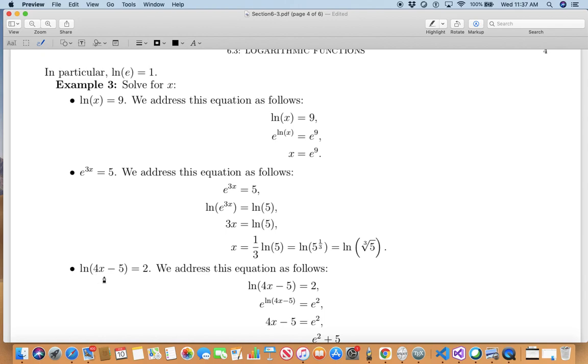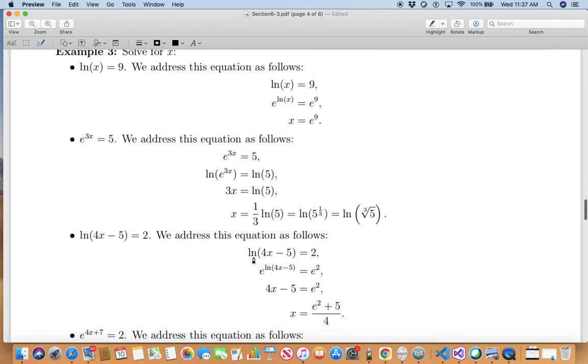Here is a little more complicated equation. Natural log of 4x minus 5 is 2. Well, what is the inverse of natural log? Exponential base e. So taking e to the power of both sides, e to the power natural log of 4x minus 5 is e to the power 2. These are inverse functions, so essentially they cancel. You're left with 4x minus 5 is e squared, which is a real number, so let it be. Now you can solve for x. Move 5 over and divide by 4.